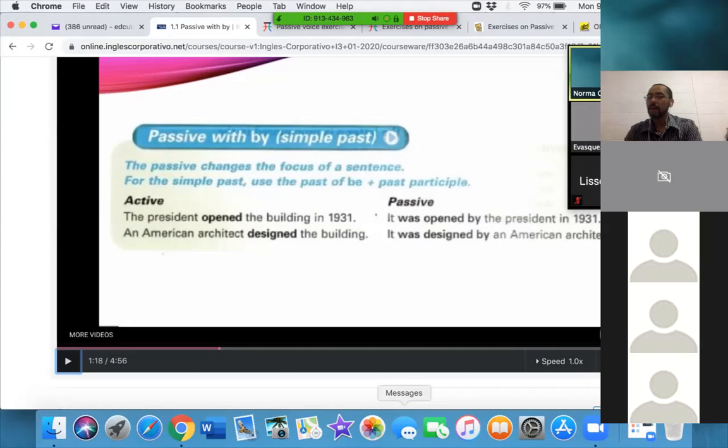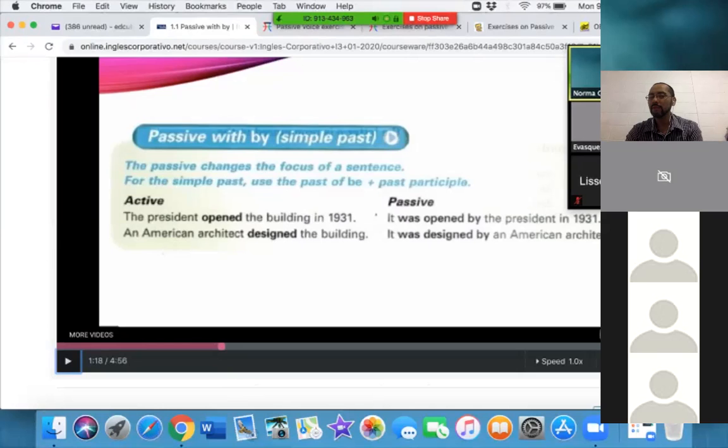Okay. Now, you see, it's not important the name of the architect. We don't know what architect, and we don't really care. The important thing is that it was designed by an American architect. So only that it was designed. That is the idea, the focus of the passive. The passive is always, the idea is focused on what happened, not so much who did it. Like in the first example, the president opened the building in 1931. So the most important was that it was opened.